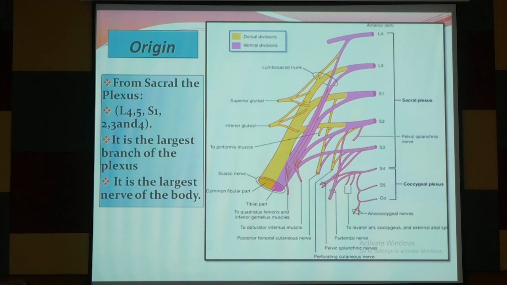Now you can see the pink part is the tibial part, and this is the common fibular part. This whole intact portion is the sciatic nerve, and you can see L4, L5, S1, S2, S3, S4. The root value is L4, L5, S1, S2, and S3. It is the largest branch of the plexus. It is the largest nerve of the body.